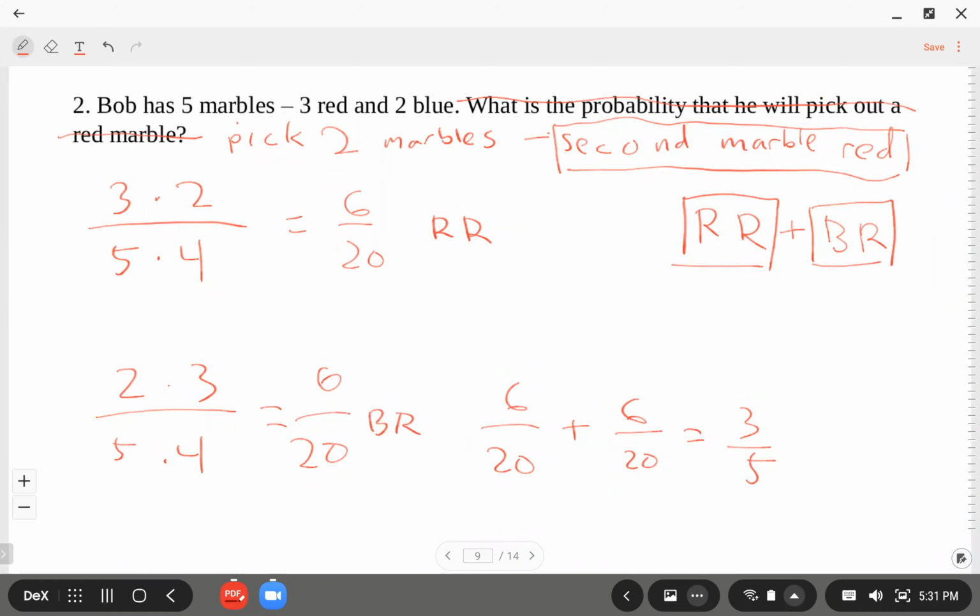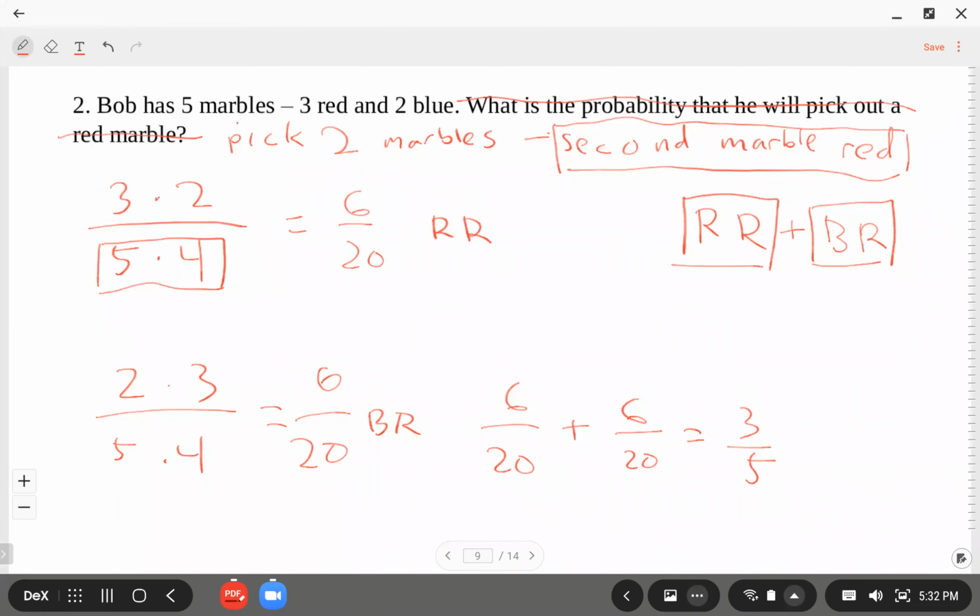So for the red-red, this is all the outcomes. We're supposed to pick two, right? We're going to pick one after the other, or we wouldn't have a second marble or first marble. For the first choice, we have 5 marbles in total, and for our second choice, we have 4 marbles. Then our whole outcomes would be 5 times 4 using the box method. As I said, the box method is pretty important.